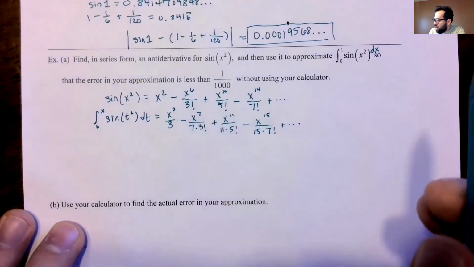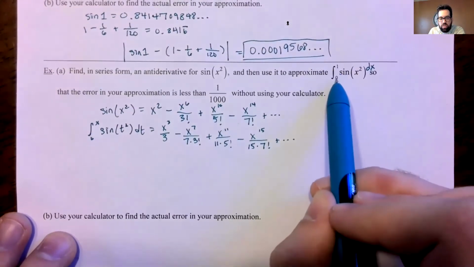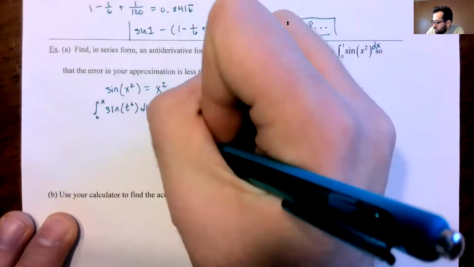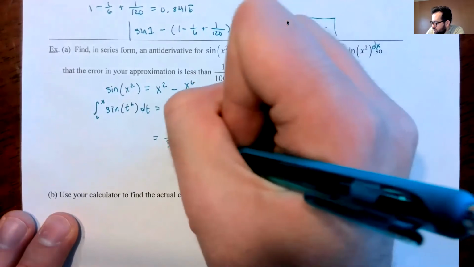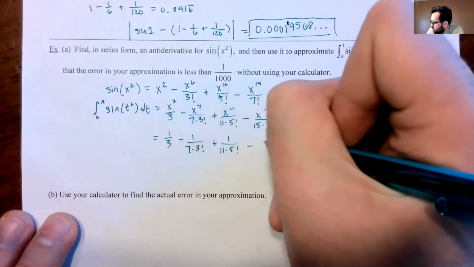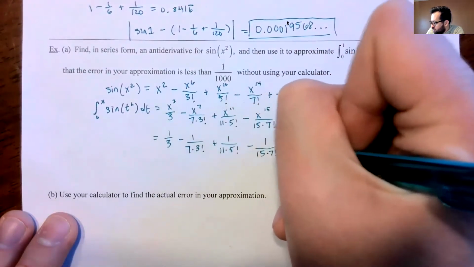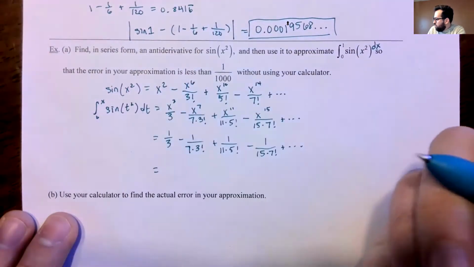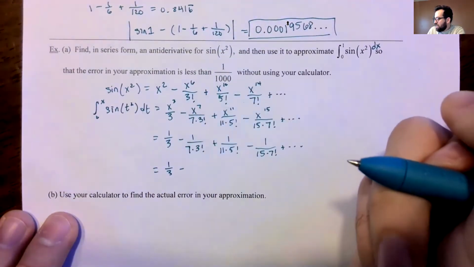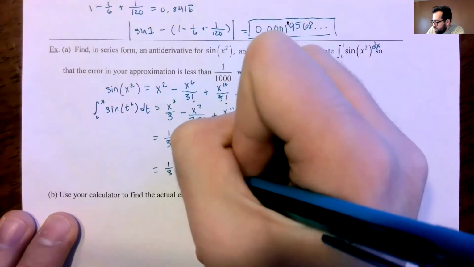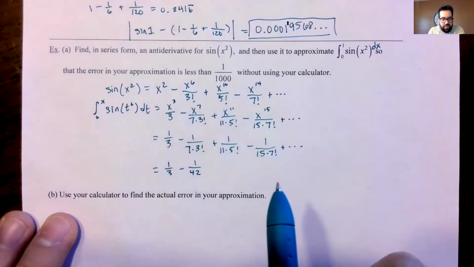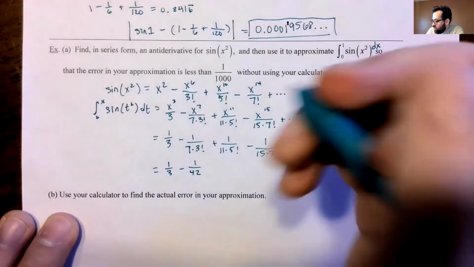But we know that we are now going to be plugging in 1 because we're going from 0 to 1. So in this next step, I'm going to just plug in 1 for all the x's. We're going to end up with 1/3 minus 1 over 7 times 3 factorial plus 1 over 11 times 5 factorial minus 1 over 15 times 7 factorial, etc. If we multiply out these denominators, we're going to get 1/3. 3 times 2 is 6, so 7 times 6 is going to be 42. We're trying to get less than 1 over 1,000, so we're not there yet. We're at 42, not 1,000. We're going to keep going.